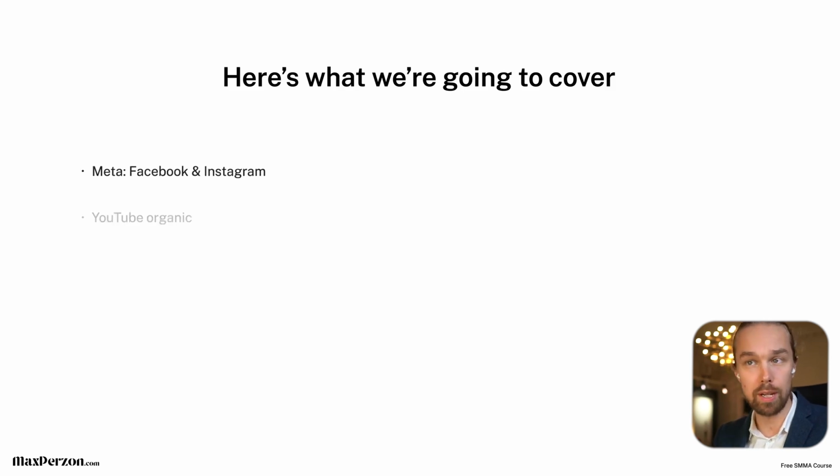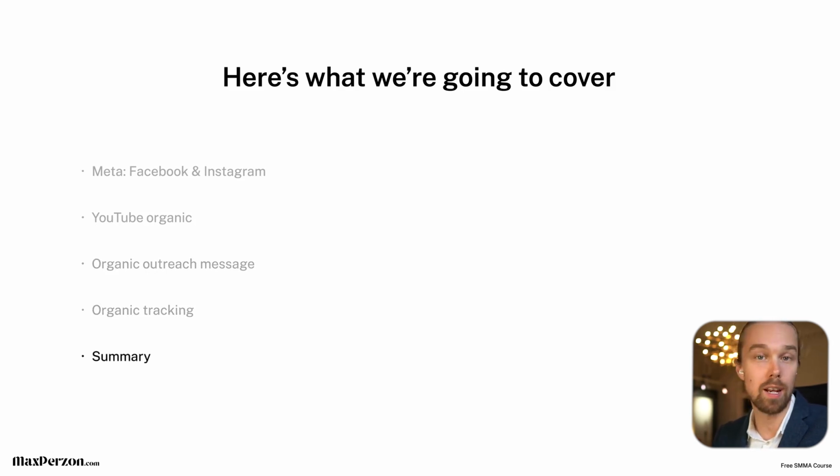First of all, Meta, Facebook and Instagram, YouTube organic outreach message. I'm going to give you a template about that. And then also organic tracking, which is very important. And then a summary at the end.